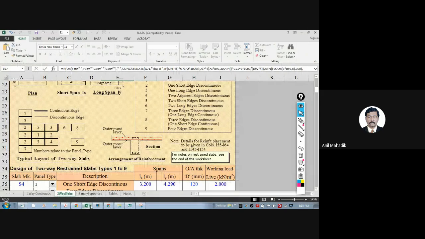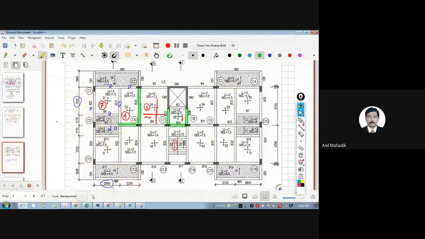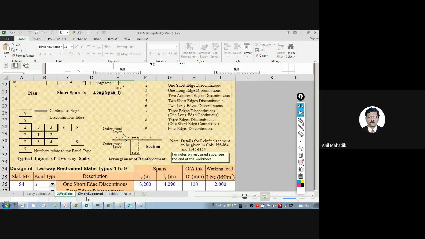Will there be any confusion? Yes, sir. Okay, just look at the thick lines and then take the decision. If it is a square, this way we can consider the cases and get the steel and do the design.